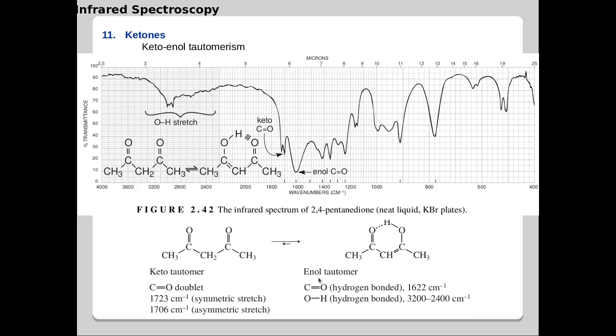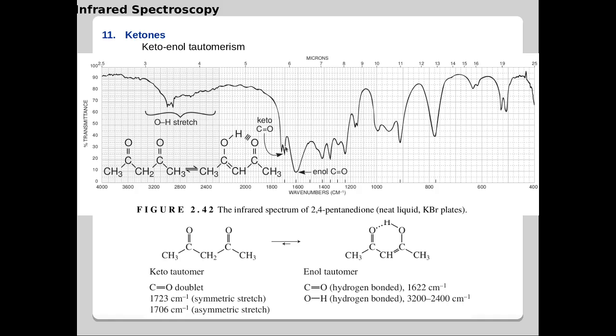you shall see the carbonyl stretching frequency at a slightly lower frequency compared to the carbonyl stretching frequency of the keto form, and this is basically due to intramolecular hydrogen bonding between the carbonyl oxygen and the OH functional group here. And then you shall see the OH stretching frequency in a range of 2400 cm⁻¹ to 3200 cm⁻¹ right here.